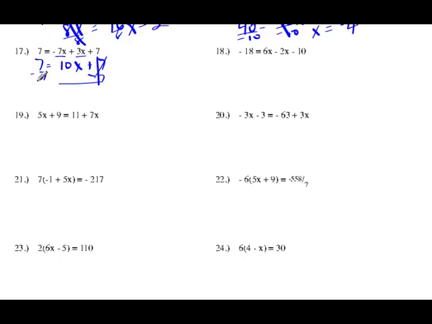7 plus negative 7 is 0. So now when we divide anything from 0, we always get 0.